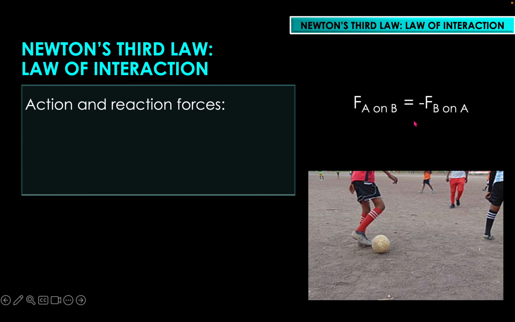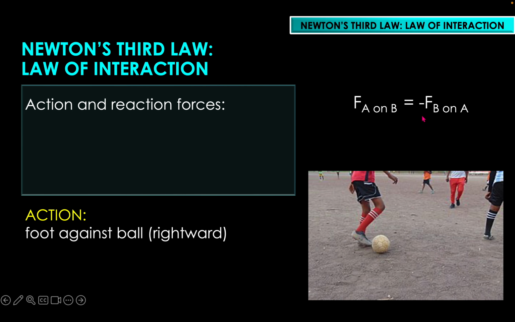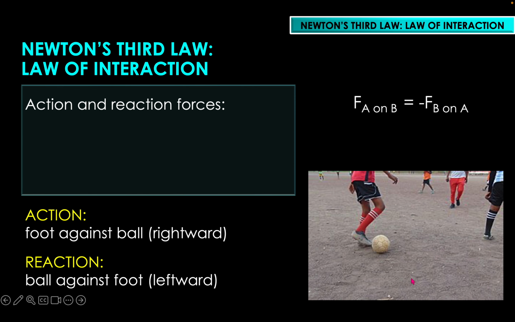So in that case, again, this is the equation form of the third law. For this particular case, the action force would be the foot against the ball, or the force exerted by the foot against the ball. And then the reaction to that will be the force exerted by the ball against the foot. So take note, it's not hard to identify action and reaction pairs. All you need to do is to basically swap the two objects that are interacting. So if the action force has been identified to be foot exerting a force against the ball, then the reaction would be the other way around. It would be the ball exerting force against the foot, okay? So that's the idea behind that.